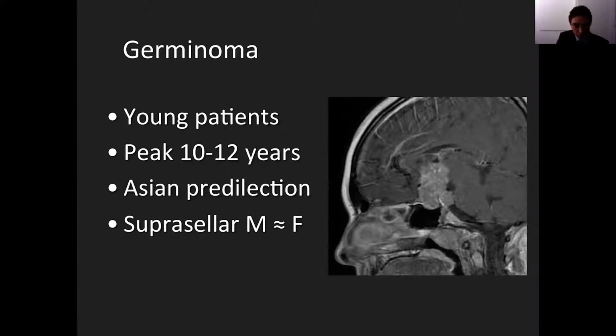Germinomas are lesions that are seen in the younger population. There is a predilection for the Asian population particularly. Children are usually in their young teens. When we look at tumors that occur in the pineal region, they are more commonly seen in men, but tumors that occur in the suprasellar region have a similar distribution between men and women.